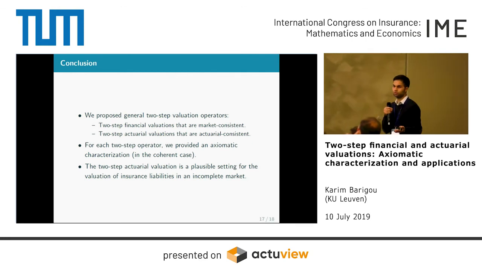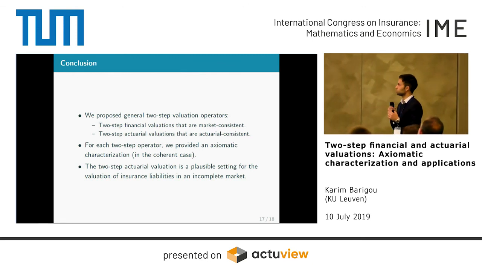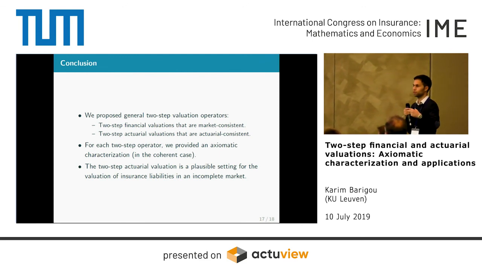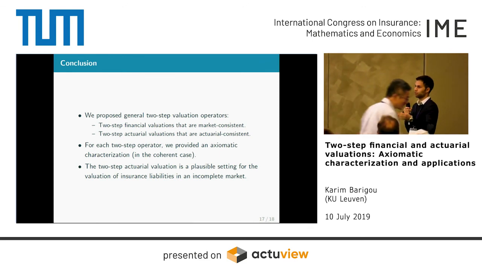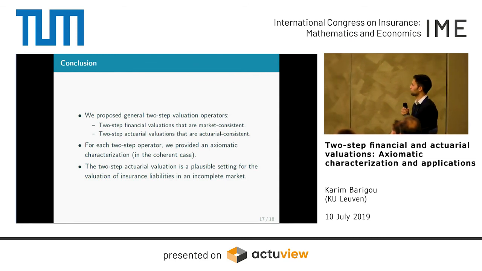So just to sum up, we propose two kinds of two-step valuations: on the one hand, two-step financial valuations, and on the other hand, two-step actuarial valuations, where we reverse the valuation order. And for each two-step operator, we provided some axiomatic characterization. So for each type of valuation, you can say that a valuation is, for instance, market consistent if and only if it has a two-step representation.